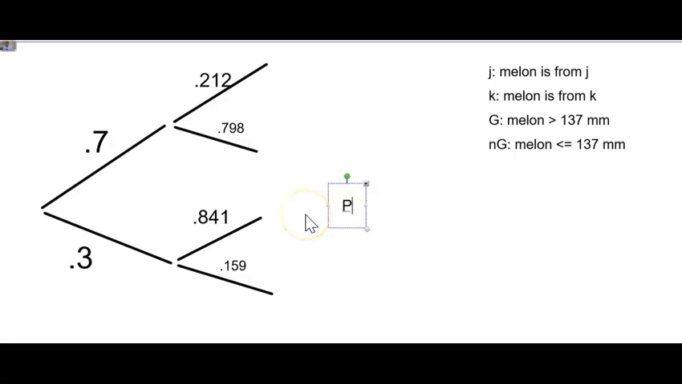So the probability that we have J given G is equal to the probability that we have J and G, divided by the probability of G. So all we have to do is figure out what these numbers are. So this is easy.